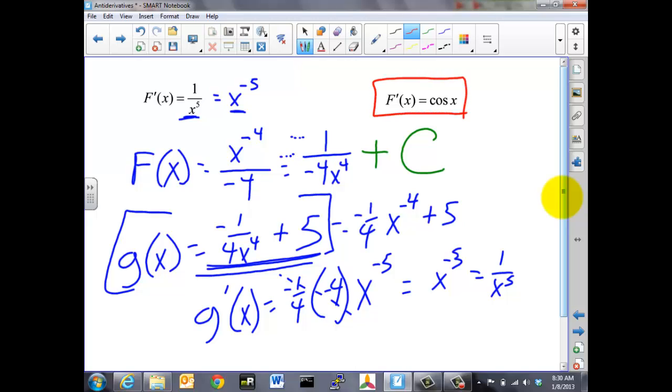F prime is cosine x. What function has cosine for its derivative? The derivative of sine is cosine. So our antiderivative for cosine is sine x plus c. All your trig rules, you still have to remember them, but it's not anything new to learn. It's the same thing we were dealing with before, we're just asking it backwards. Before we were asking you the problem and you were giving us the answer. Now we're giving you the answer and you're giving us the problem.